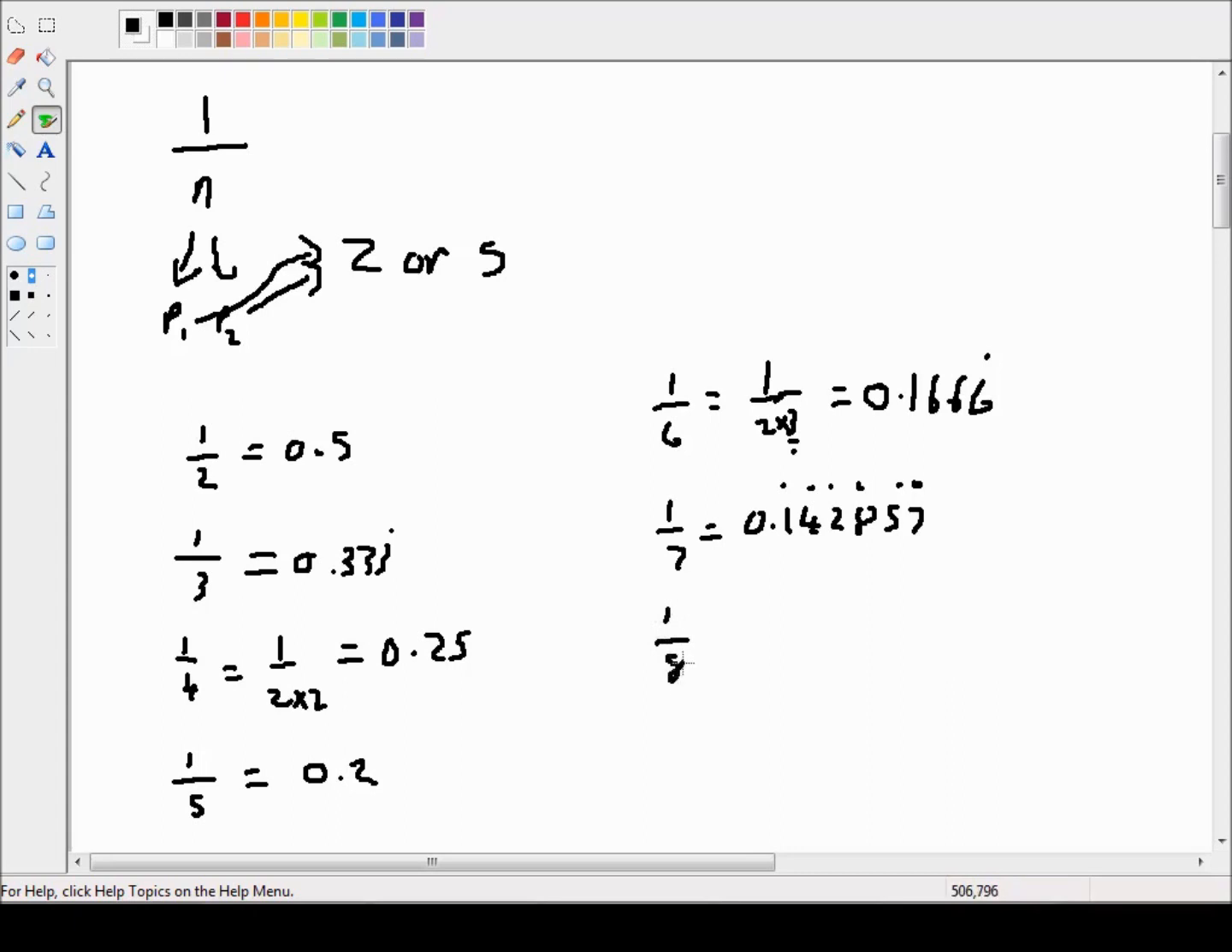Okay, what about 1 over 8? Well, 1 over 8 is equal to 1 over 2 cubed, or 2 times 2 times 2. So it's only got 2s. If it's only got 2s or only got 5s or only got a combination of 2s and 5s, then it will terminate. So we would expect that 1 over 8 terminates, and in fact 1 over 8 is 0.125. So what about 1 over 9? Well, that's equal to 1 over 3 times 3, so this 3 means that it will recur, and in fact it's equal to 0.111111, and the ones will repeat forever.